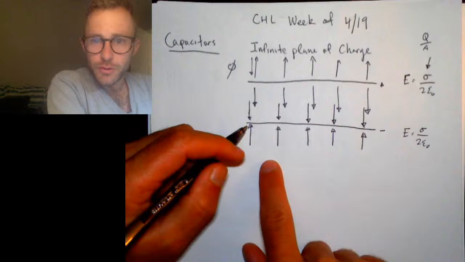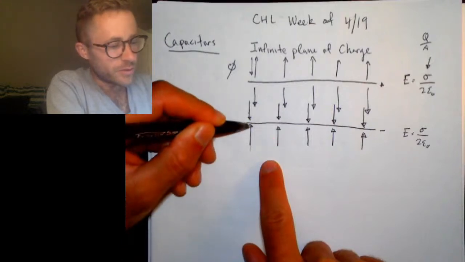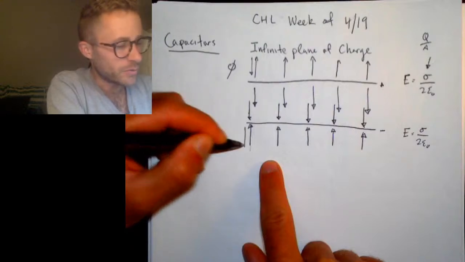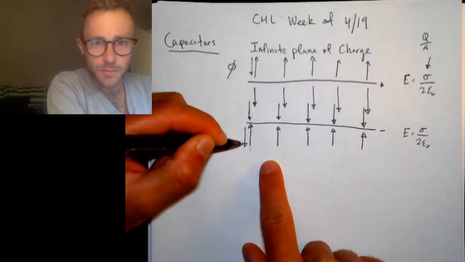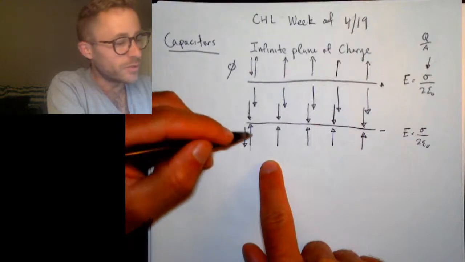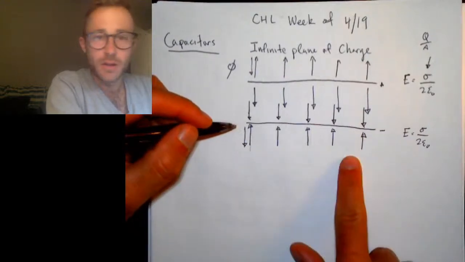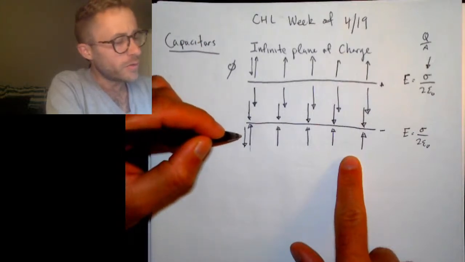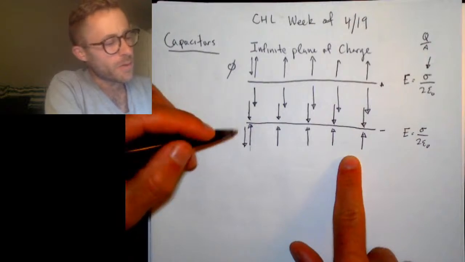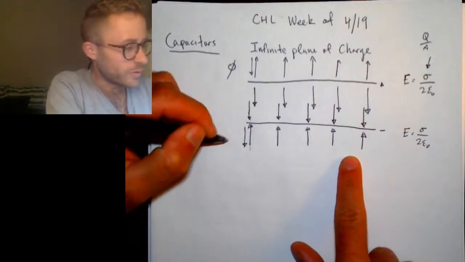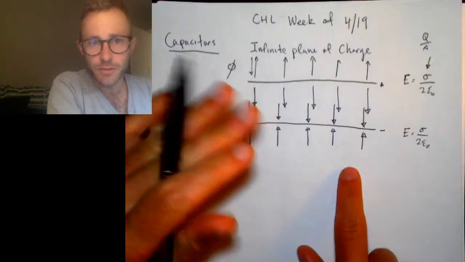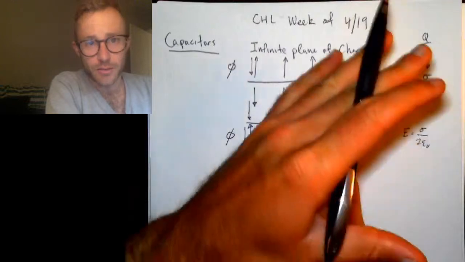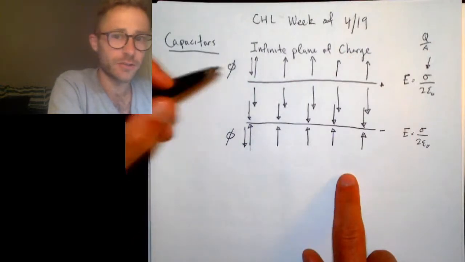Down below the two plates, the negative one makes an electric field that points upward, but the positive one makes an electric field that points downward. And so we can see down below the two, the electric fields also cancel each other out. This depends on the fact that these are equal charge densities, equal in magnitude but opposite in sign.